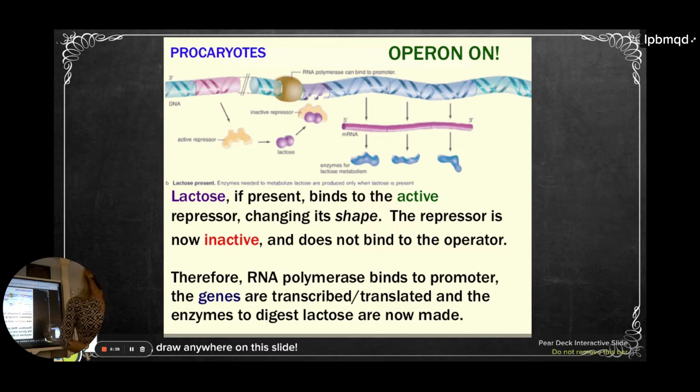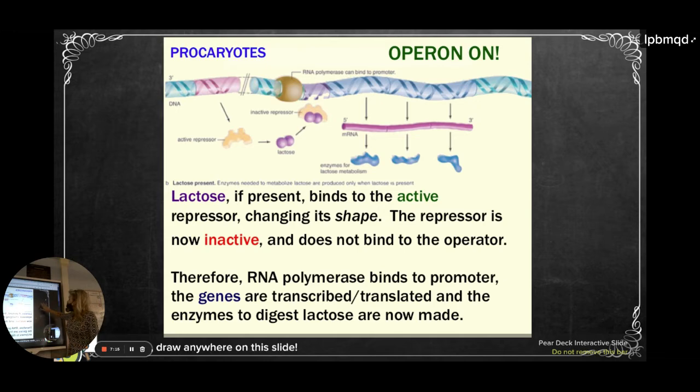What's the job of the regulator gene? Yeah, to code for a repressor. What's the job of RNA polymerase? Yeah, it wants to bind to the promoter and transcribe the structural genes, right? That's its job. What is the job of the operator? It's the binding place for an active repressor, right? And what's the job of the structural genes? In our example, they code for something to digest lactose. Okay. So if it just makes sense to you, then you don't have to spend any time memorizing.